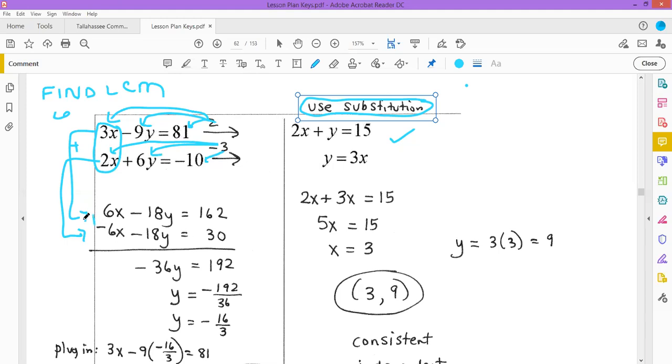Now we can add the top and bottom equations together. So 6x minus 6x, that cancels.